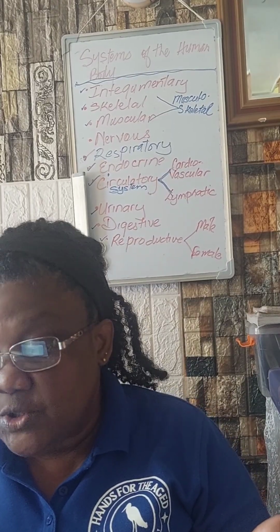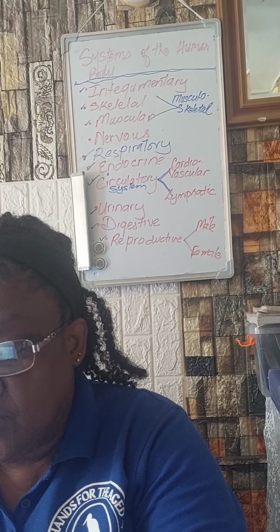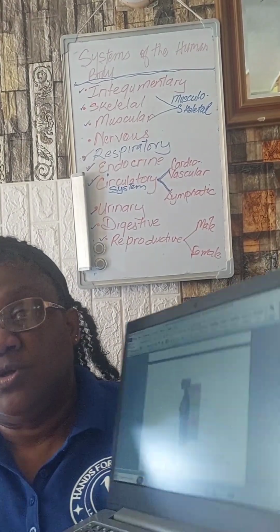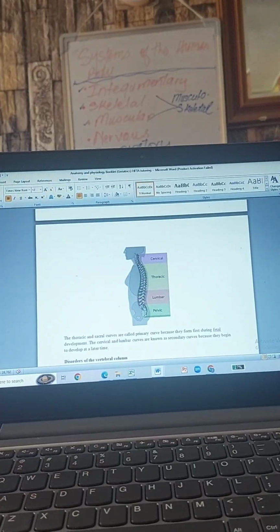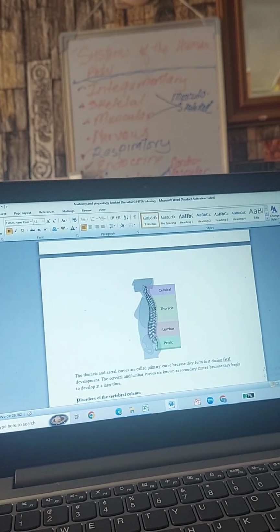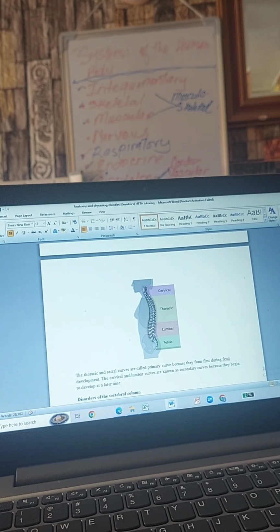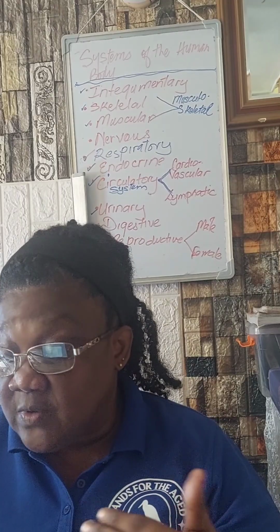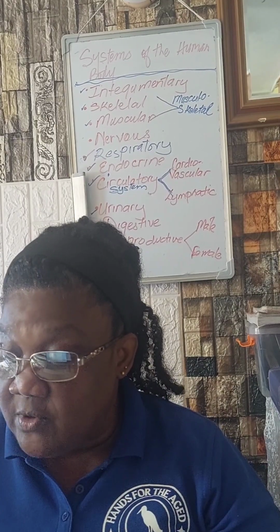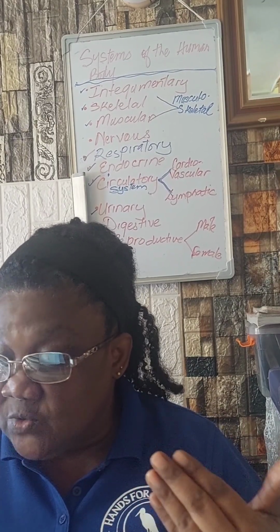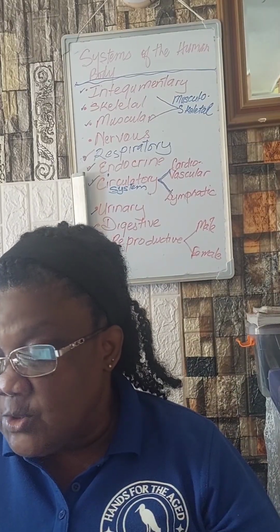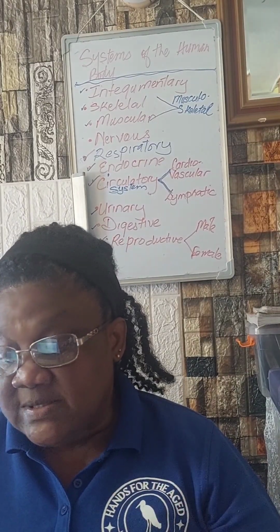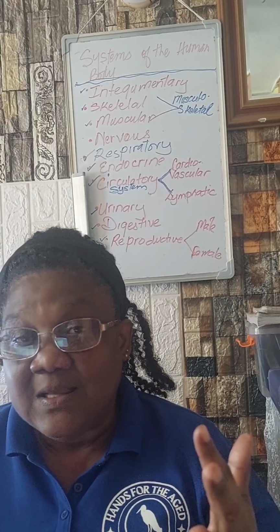So in our notes, we do have a drawing, which I will show you here on mine. I hope you can see it. All right, so this is in your textbook, showing the normal curvature of the vertebral column. The thoracic and sacral curves are called primary curves because they form first during fetal development. The cervical and the lumbar curves are known as secondary curves because they begin to develop at a later stage.